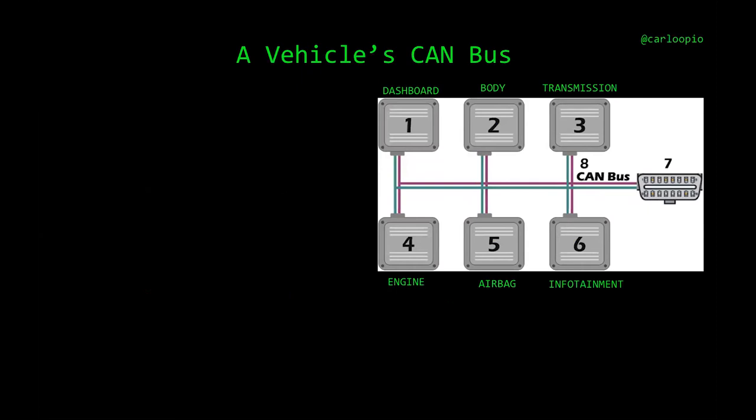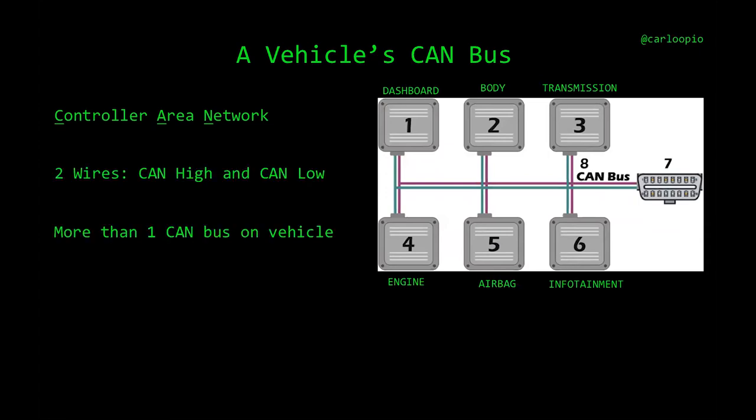there's a network called the CAN bus, and it connects all the modules through these two wires, basically two physical wires that connect the dashboard to the engine, to the body control module, the airbag control module, the transmission, the infotainment system. Everything is connected on a CAN bus. CAN stands for controller area network. It's two wires, it's CAN high and CAN low.